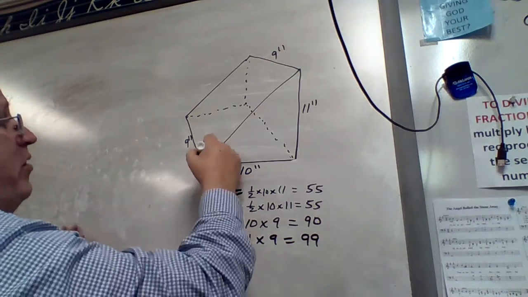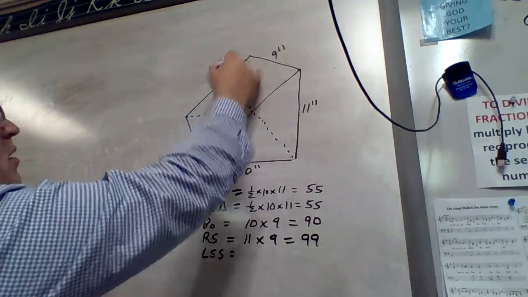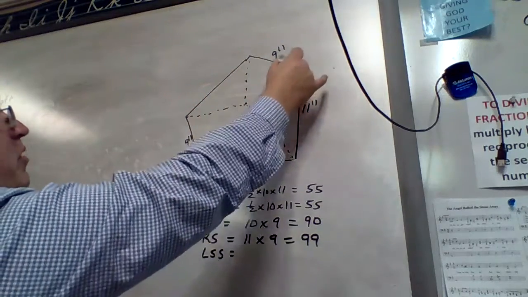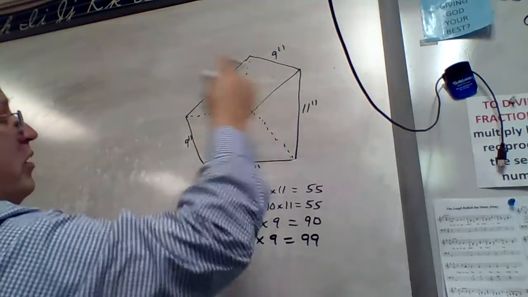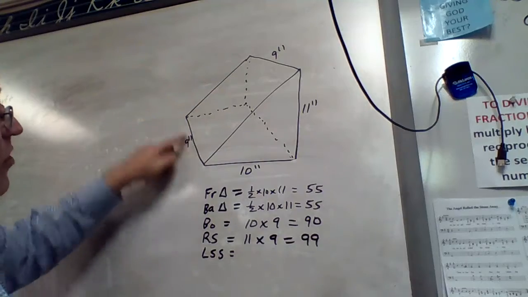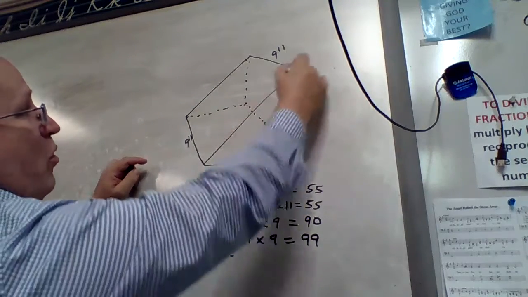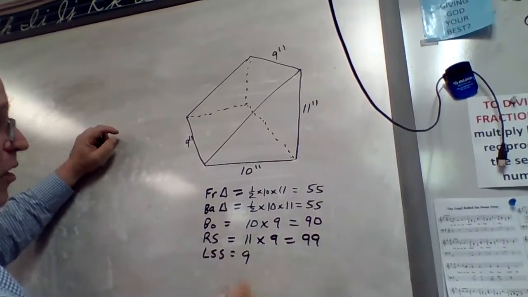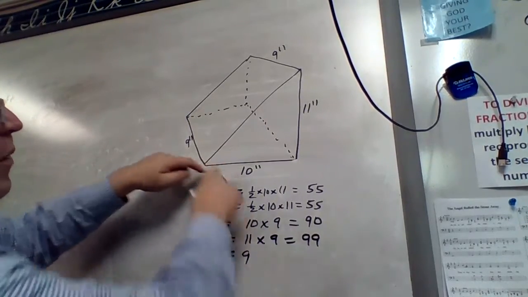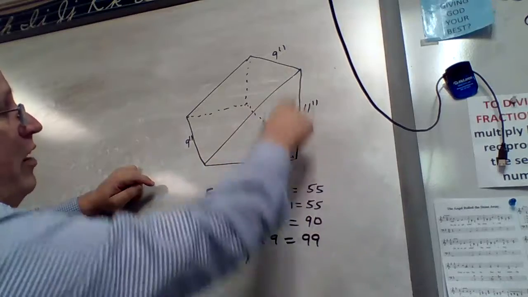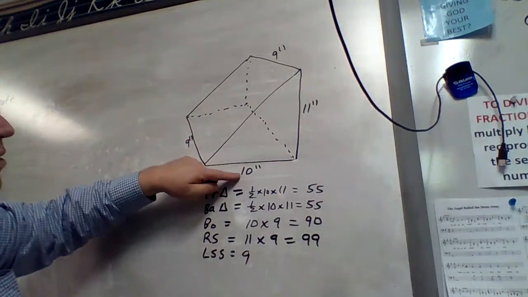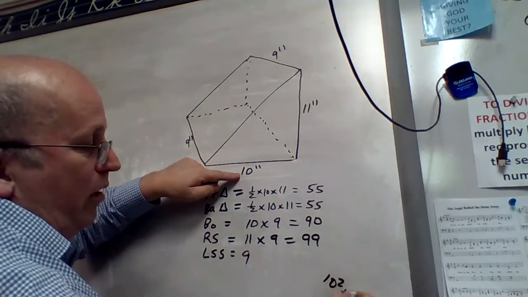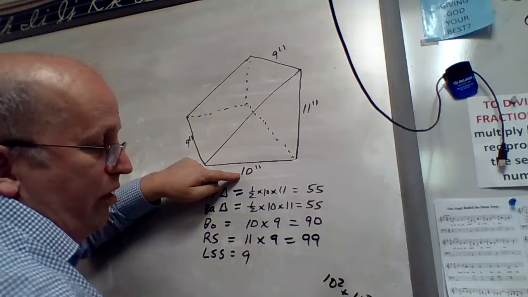And finally, how about this slanted one? Uh-oh, that might be a little bit trickier. Why? Because I know this is 9, but I haven't been told this yet. But there's a way to figure it out. We can use the Pythagorean theorem on this particular triangle to figure out this length. So that would be 10 squared plus 11 squared equals c squared.